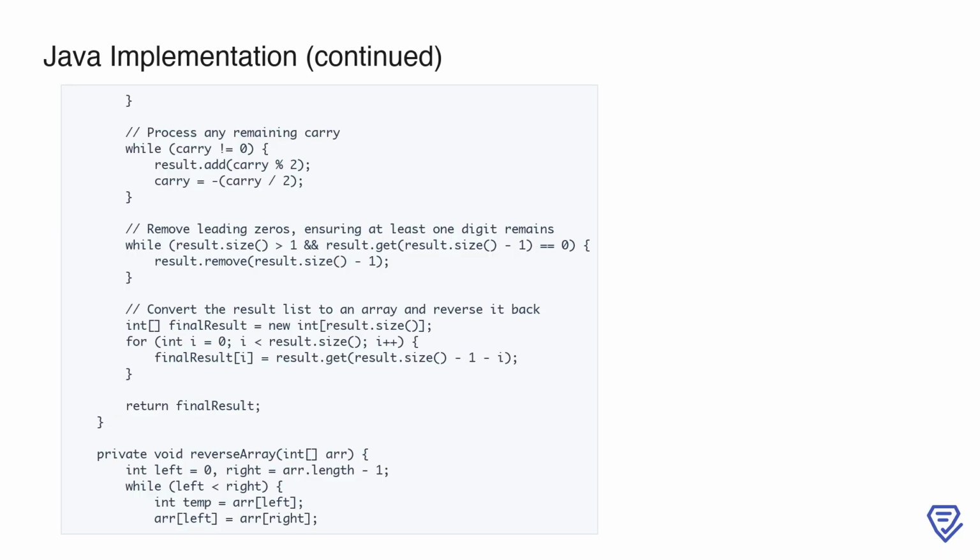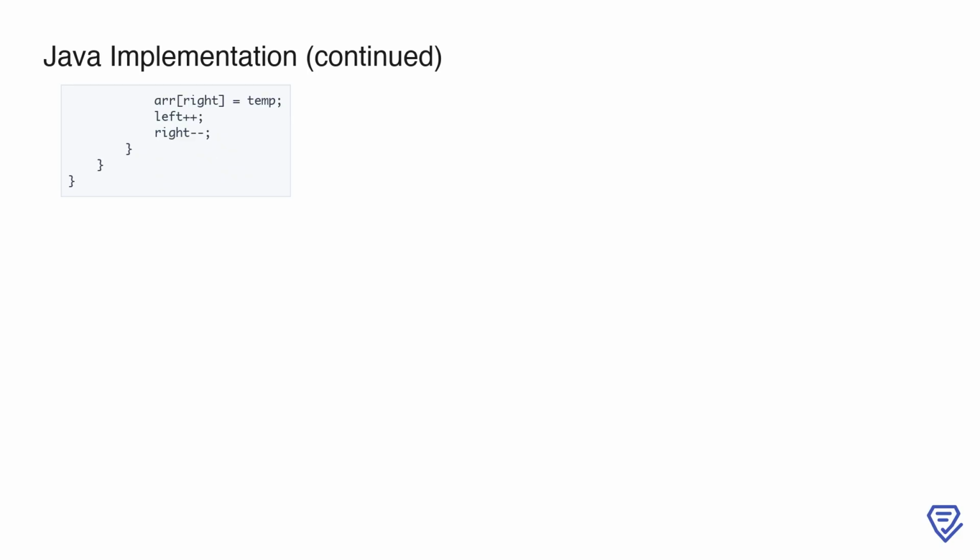Once the result is finalized, we convert the ArrayList into an integer array. To restore the correct order of digits, we reverse the result list back into its original format while transferring it to the final array. Finally, the method returns this properly formatted Negabinary sum. Additionally, the helper method reverseArray is used earlier to reverse the input arrays and is defined at the end of this implementation.